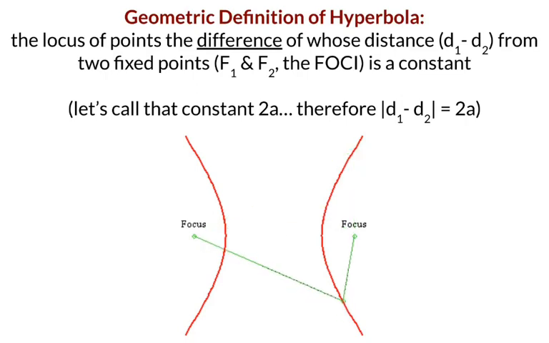We're going to call that constant 2a again, and that's going to help us find other important pieces of information. If we take a look at this animation here, we've got those two focal points labeled. Now we're taking d1 minus d2. We're calculating those values as we go along, and then we're plotting that point at that value.